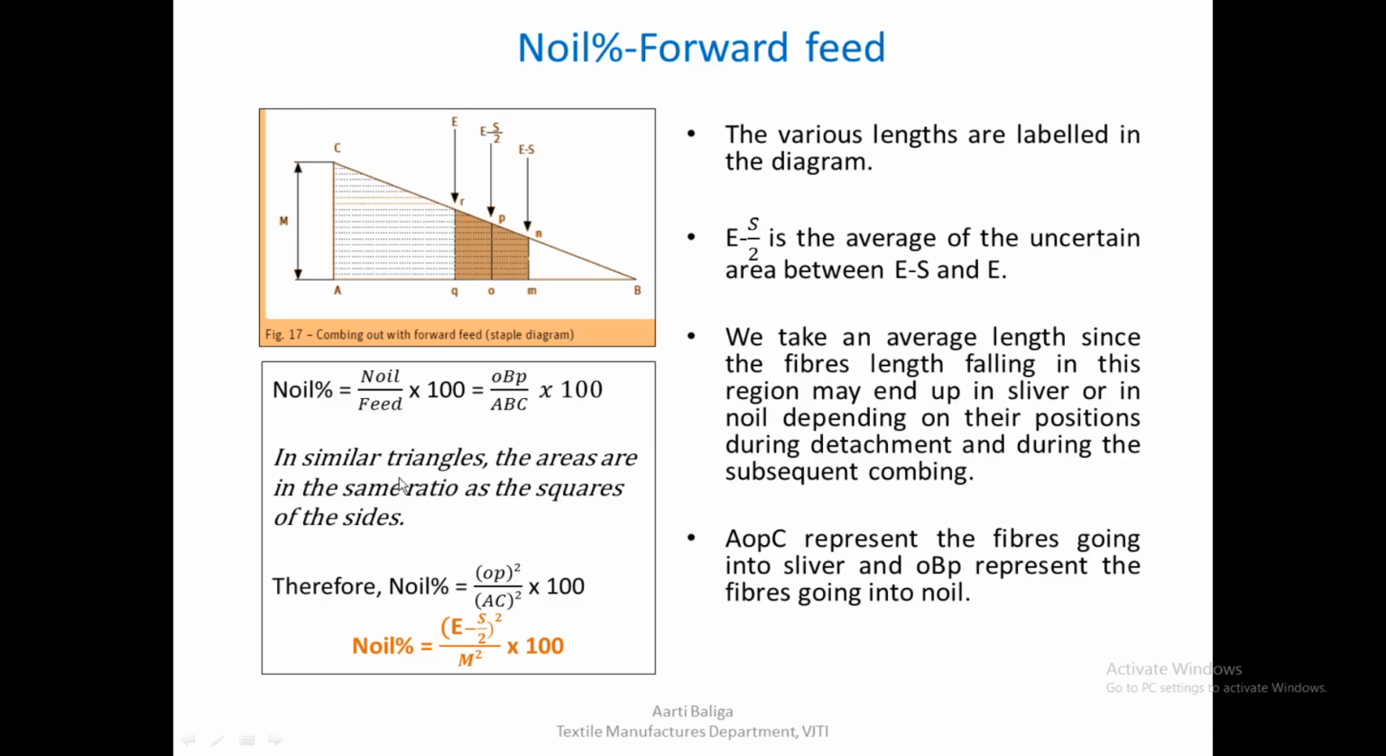Just like before, in similar triangles, the areas are in the same ratio as the squares of the sides. So it will be OP square divided by AC square. But in this case, OP is nothing but (E minus S) by 2, the whole square divided by M square into 100. So this is your final formula for Noil percentage in case of forward feed.